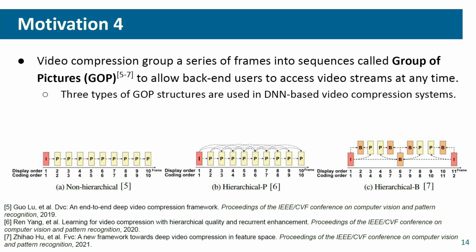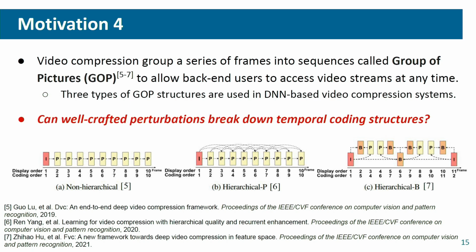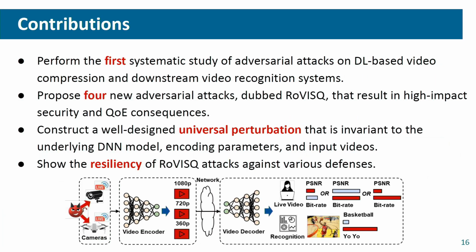Typically, 3 types of GOP structures are used in DNN-based video compression systems. According to the GOP structure, the display and coding orders are different. So we should design our attack methodology to be robust to temporal coding structure even when the adversary has no knowledge about the GOP structure. We systematically analyze our attacks on 3 GOP structures used in state-of-the-art video compression systems.